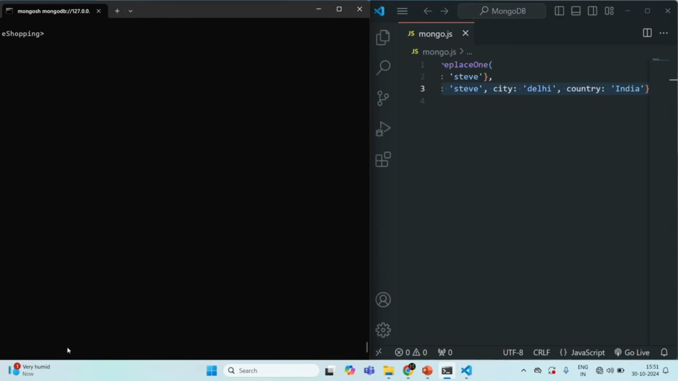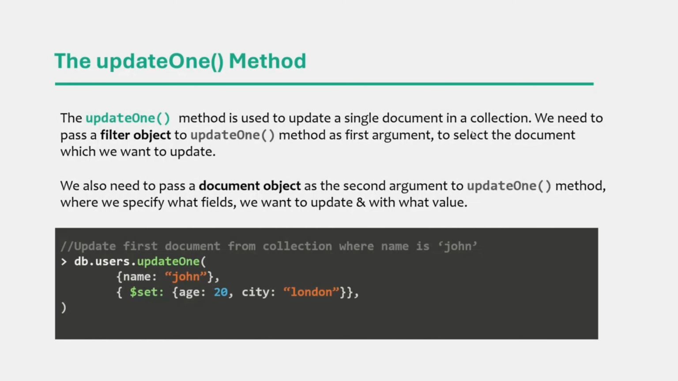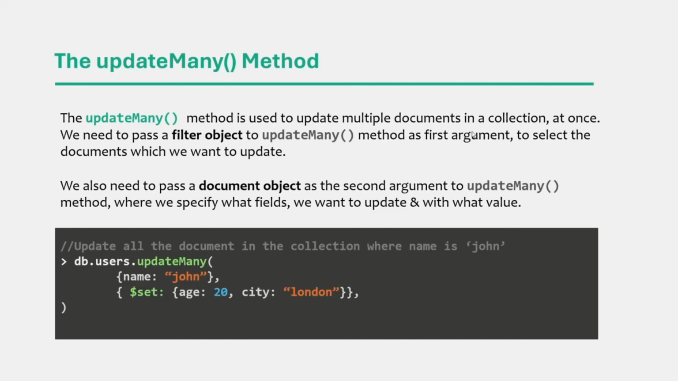All right. So to update a document in a collection, we have two methods. We have the updateOne method and the updateMany method. The updateOne method is used to update a single document in a collection, but the updateMany method is used to update multiple documents in a collection. Also, instead of updating only the fields of a document, if you want to replace the entire document, for that we have the replaceOne method.